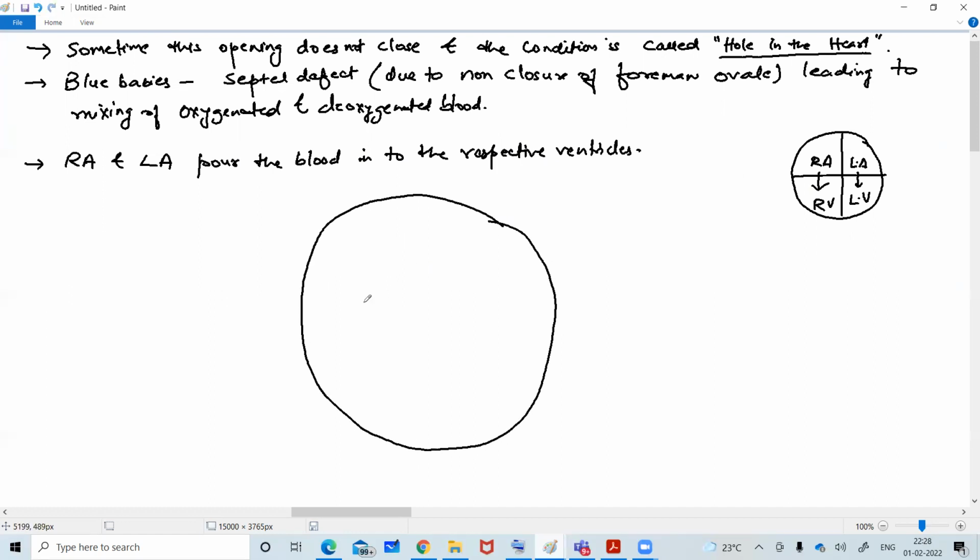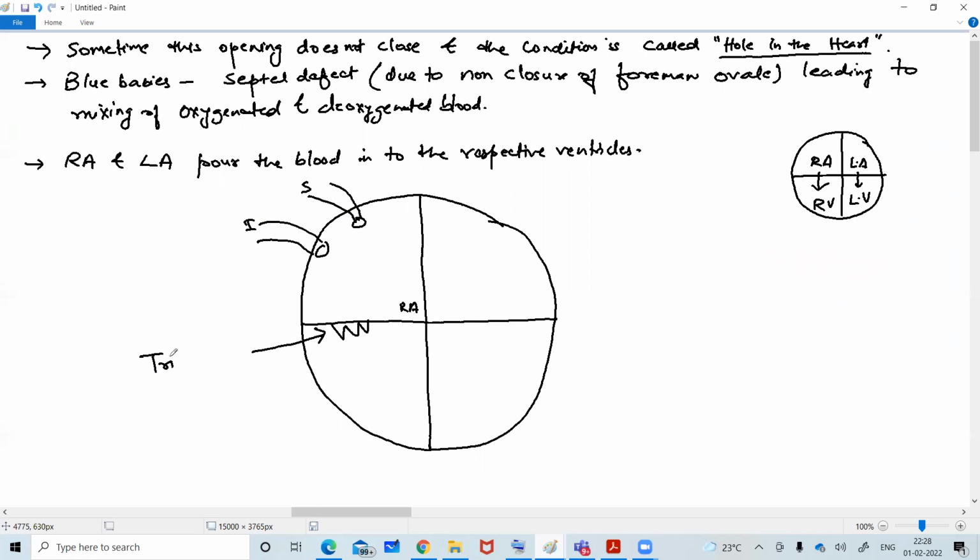See this. This is the chamber. There is an opening. This is superior, this is inferior. This is the right auricle. The right auricle has the tricuspid valve. This is the tricuspid valve. And the blood which is present here is deoxygenated blood. And this blood goes into the lower part of the heart, which is called the right ventricle. This blood is deoxygenated.